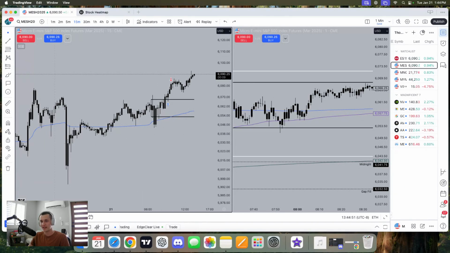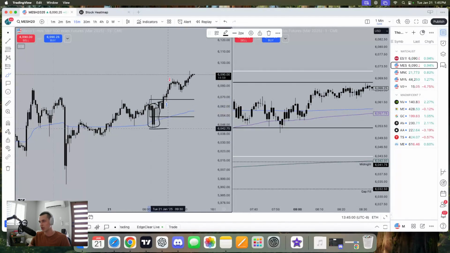To me, these two candles were extremely bullish. If I was trading on the 15-minute chart, I might have even bought on this candle with a stop under there. Now just to talk you through my thought process.